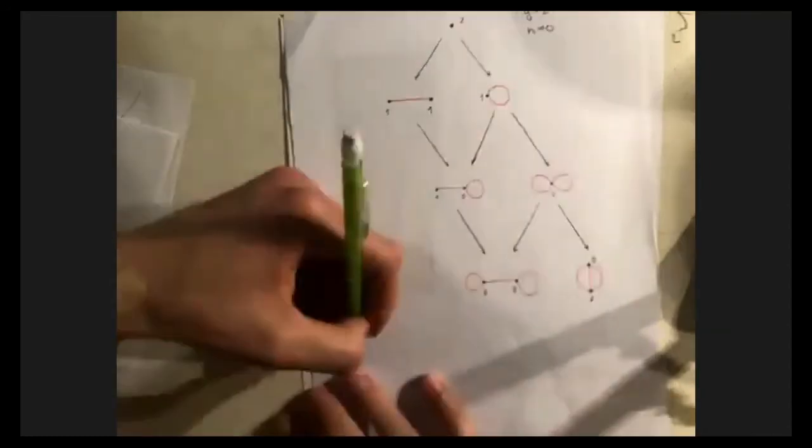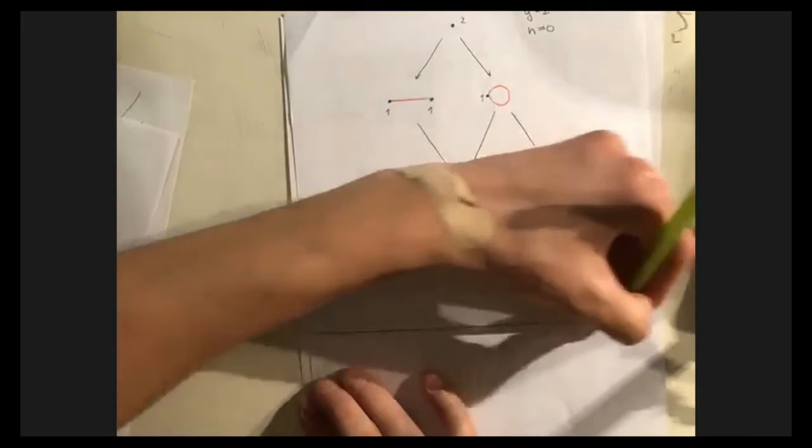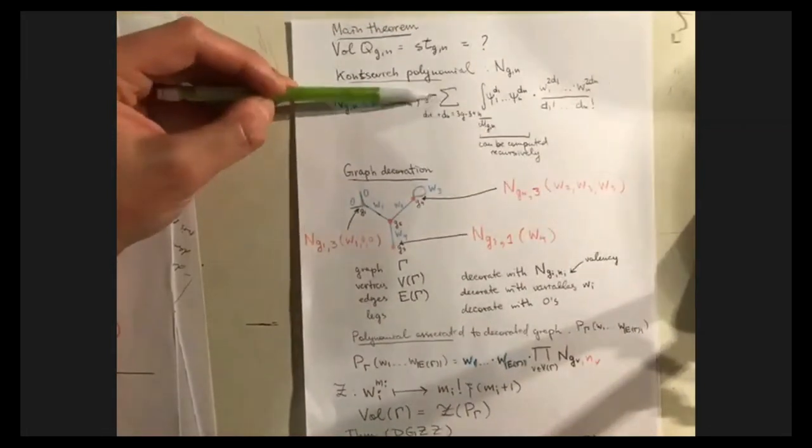Okay, so in the last 5 minutes, I want to say a couple of words about why this result is true. So let me take a new piece of paper. We started with the Kontsevich polynomial, and I need to say why. What is the relation of the Kontsevich polynomial to this story?